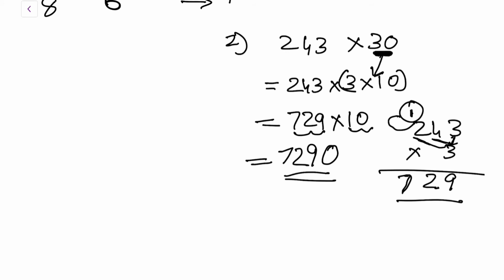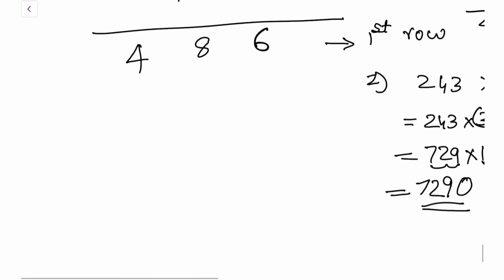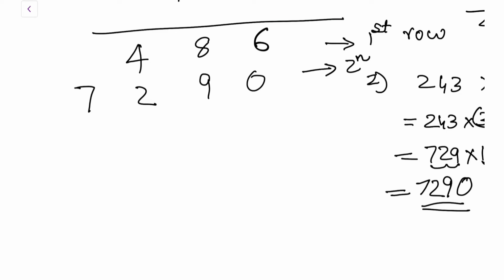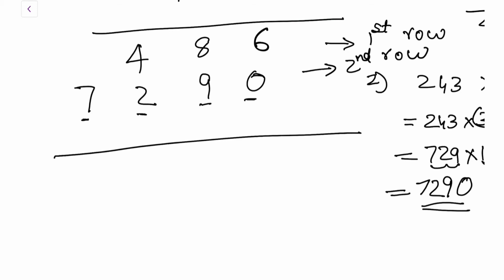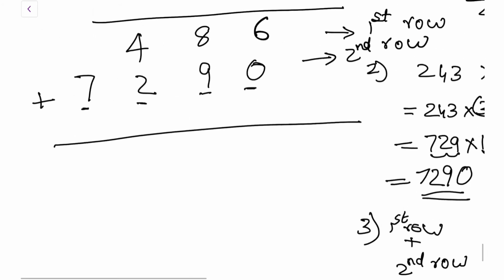Now this can be written as your second row. Okay, so we write it as 7290. That is your second row. Notice how I wrote everything in the correct place value. Once you've got both the rows, you just have to add the first and second row. That's your third step. Third step is to do first row plus second row. You just have to add these two rows.